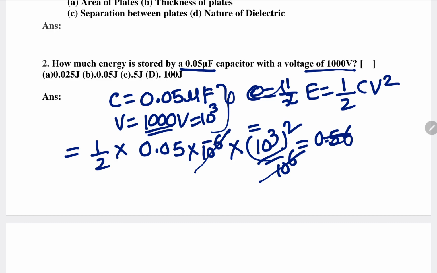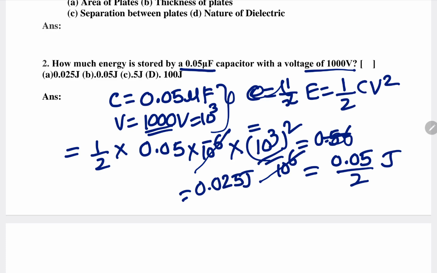What is the answer? 0.05 divided by 2. This is joules. So 0.05 by 2, that is 0.025 joules. So energy stored by the capacitor is 0.025 joules. The answer is A.